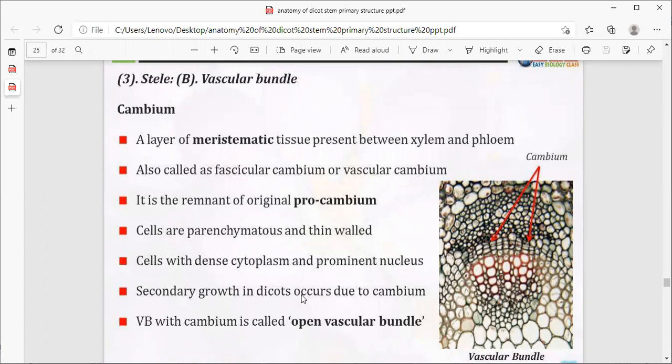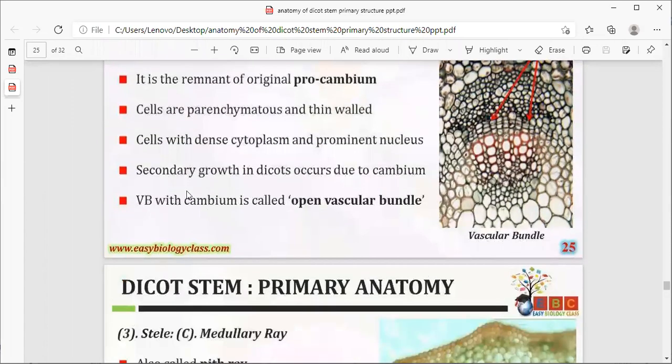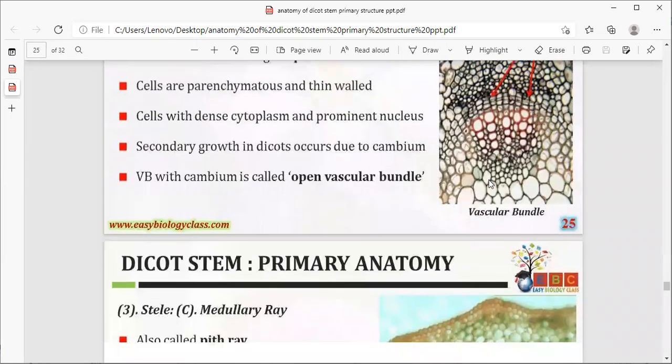After this, secondary growth in dicots occurs due to the cambium here. So due to the cambium, we call it the open vascular bundle here. So this is the structure of the vascular cambium here.